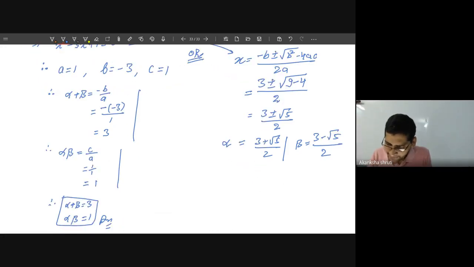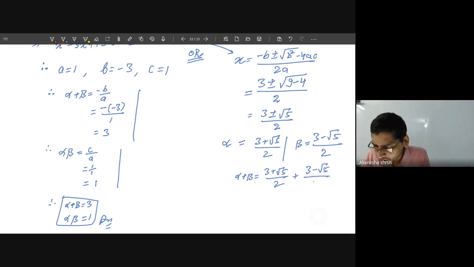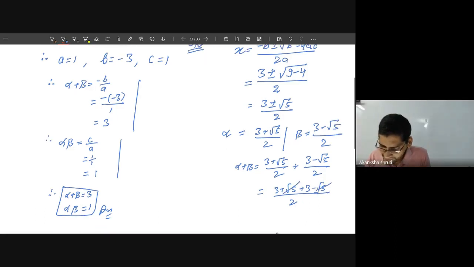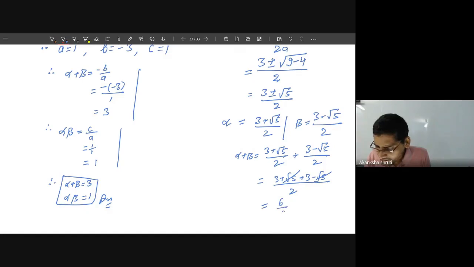Even if you add here, means first you calculated alpha and beta, then if you add this, you will get the same thing. This way you can verify, as we were verifying in quadratic polynomials. So it is 3 plus under root of 5 by 2 plus 3 minus under root of 5 by 2. The 2 is the same. So 3 plus root 5 plus 3 minus root 5, so these two get cancelled. We are getting 6 by 2, it is 3. The same answer.